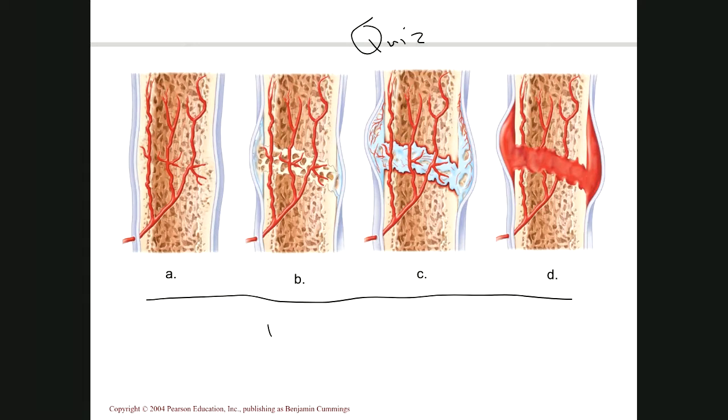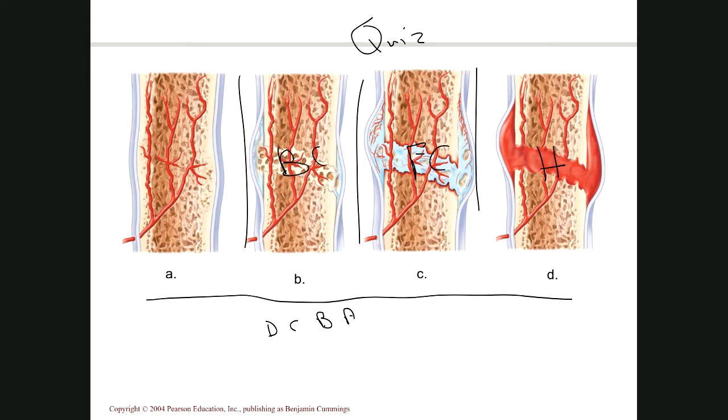So it goes D, C, B, A. All I did was flip it around, but I could have just chopped it up and put it in any order I want. So you need to be able to recognize this. Here's the hematoma, there's that fibrocartilage callus, there's the bony callus, and then here's remodeling.